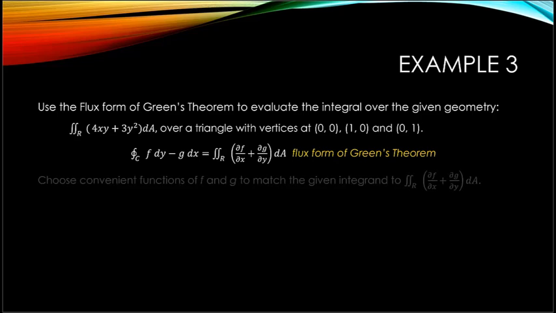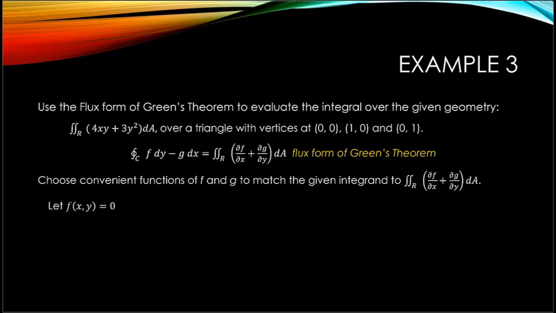I want to choose a function of f and g that will match the given integrand of 4xy plus 3y squared to the partial of f with respect to x plus the partial of g with respect to y. Don't overthink this. I'm going to let f of xy equal 0 and g of xy be 2xy squared plus y cubed. I do this because it will significantly reduce my work.